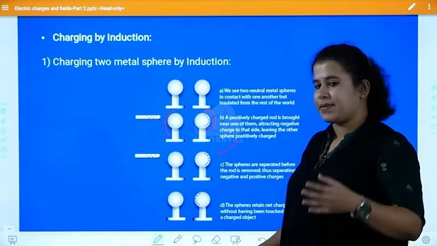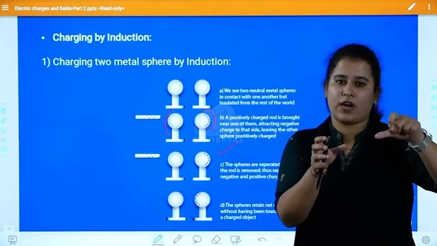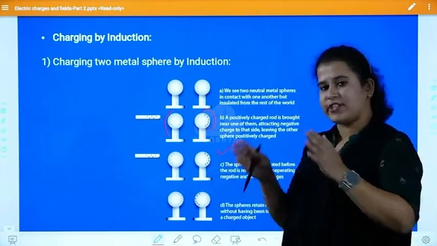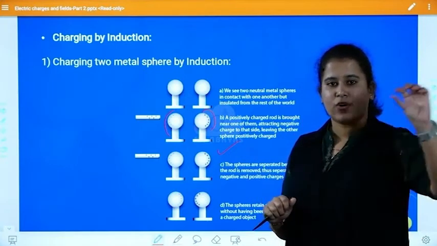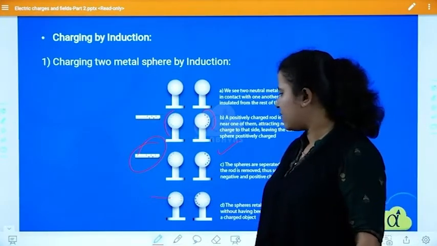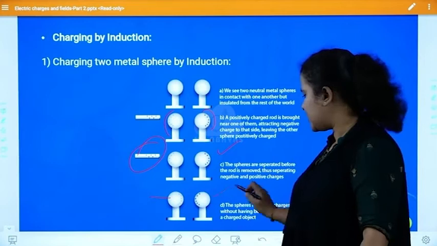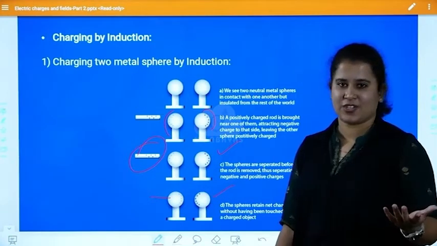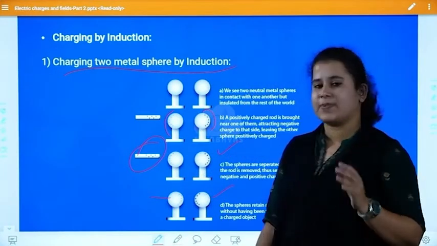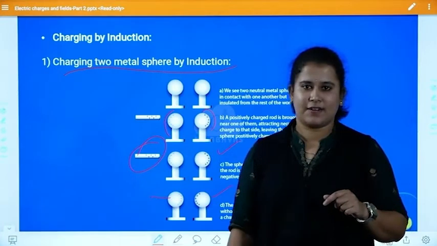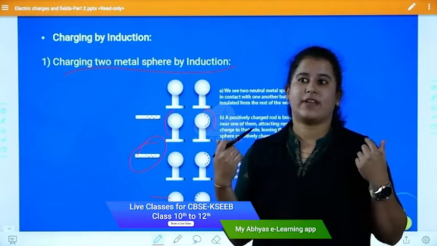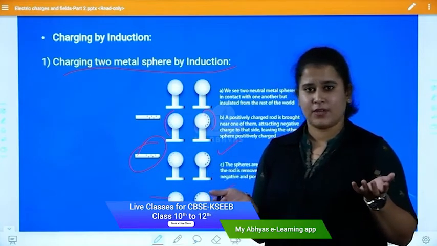Next, in the third case, I'll drag the rod and also the sphere towards the other end, and the positively charged rod will be at the other end. After that, slowly I'll remove this rod. Once I remove that rod, this sphere is negatively charged and this sphere is completely positively charged. So this is the theory of charging two metal spheres by the induction method. Clear? Next, two we have seen. How to do it whenever there is only one sphere? We'll see that.